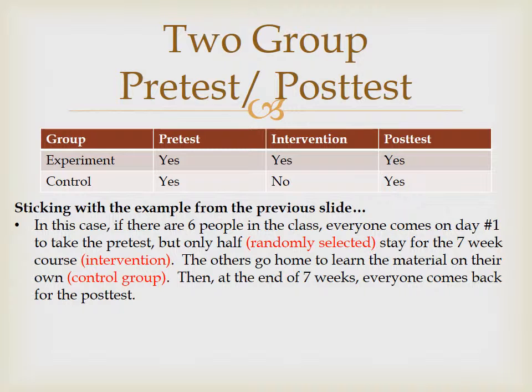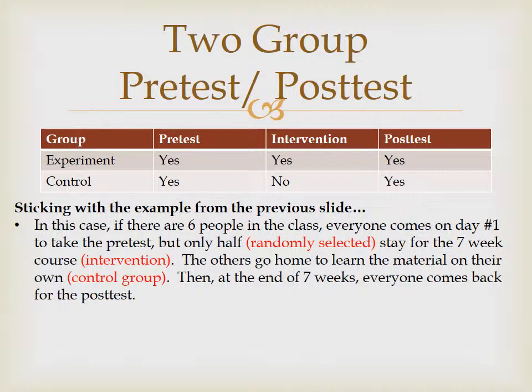So next we're going to look at the two-group pretest post-test. So here we have some of the best elements of our first example, which is we have the experimental group and the control group. And we also have some of the best elements of our second example in that we have the pretest and post-test.